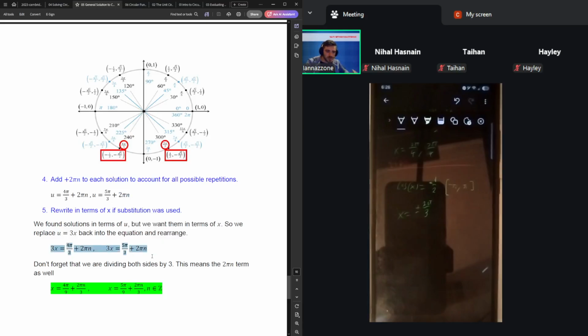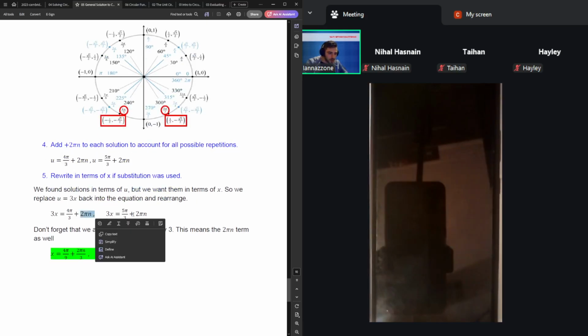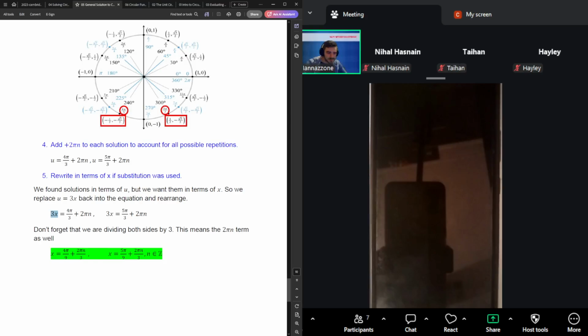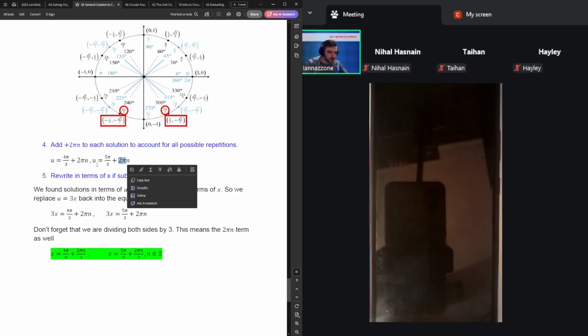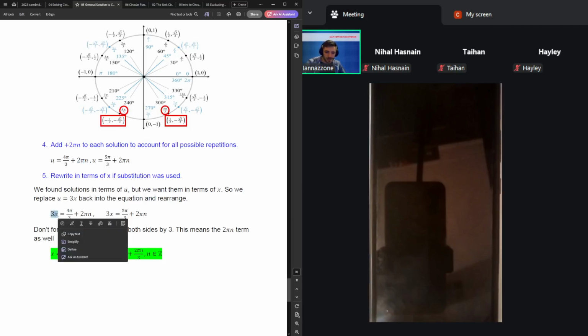Then you rearrange to get the x back on its own. So you have 3x equals all these things and then dividing by 3 here. So in other words, your 2 pi n terms that you introduce need to be impacted by whatever's on this left hand side here, whether it's a dilation factor or a subtraction, a plus, whatever. It has to be impacted by it. So put your 2 pi n's in before rearranging to get the x back on its own.